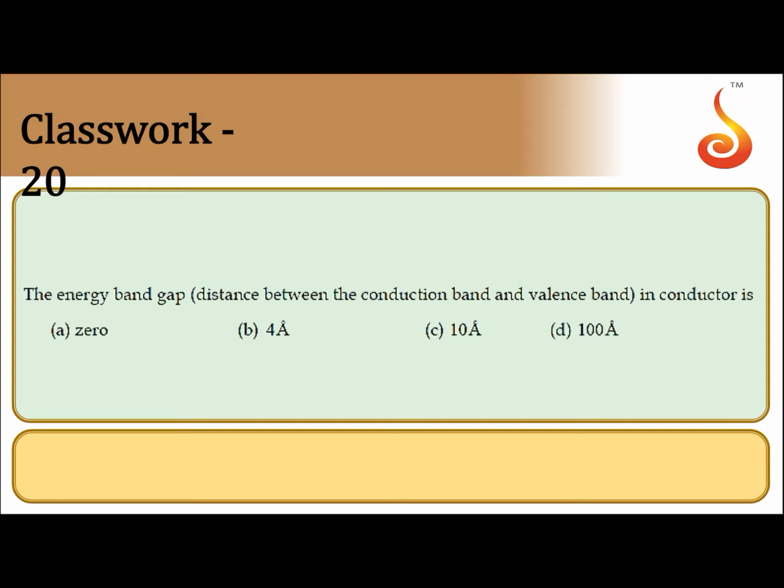Yes, we shall move on to next one. Energy gap, that is distance between conduction band and valence band in conductor, is 0, 4 angstrom, 10 angstrom, 100 angstrom. So in the case of conductor, there will be no energy gap. So it must be 0. Conduction band and valence band, they overlap. First of all, energy band gap is not a distance to be measured in angstrom. It is energy difference, so it should be measured in electron volt, not in angstrom.